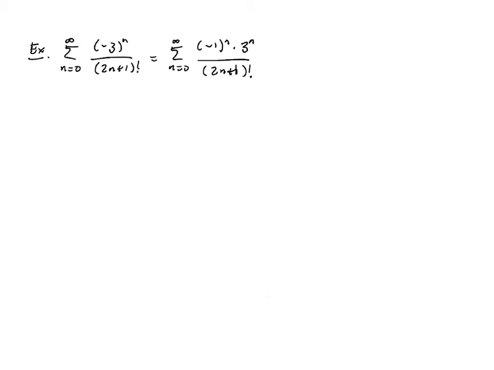So this bit here inside the summation is going to be my a_n. Excuse me. So when I take the absolute value of that, what that does is it gets rid of the minus sign. So it gets rid of that messy negative 1 to the n that we have up there in the numerator. And we're just left with 3 to the n over 2n plus 1 factorial.